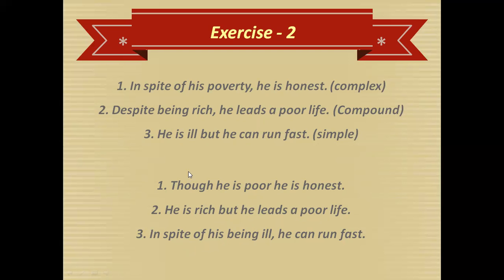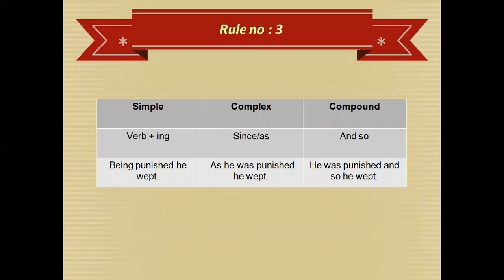Then the third one, he is ill but he can run fast. We change it into a simple sentence. In spite of his being ill, he can run fast. So this is the structure for the second type. Then the third one, what's the structure? Verb plus ing; while writing in complex, since or as; and in compound, and so.